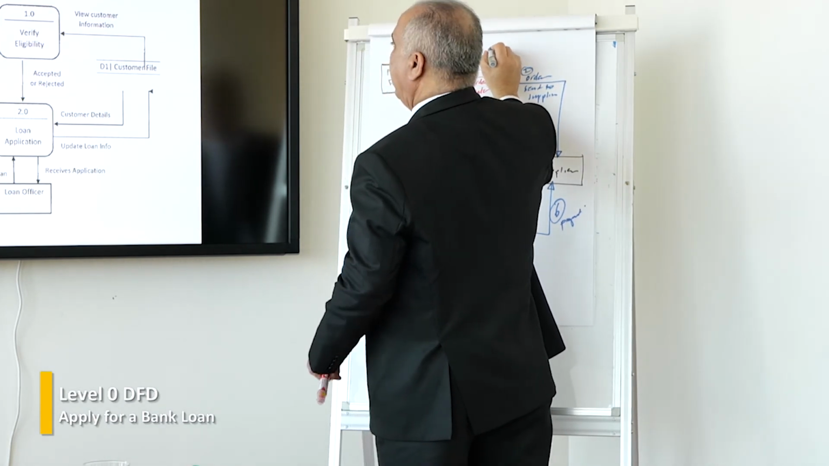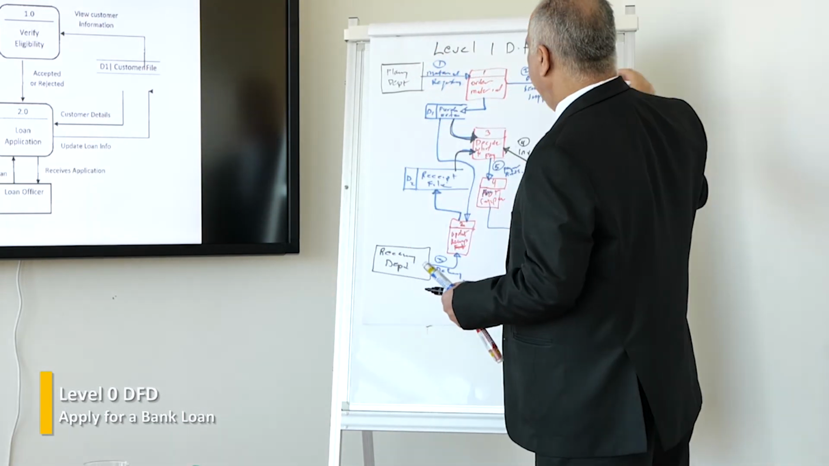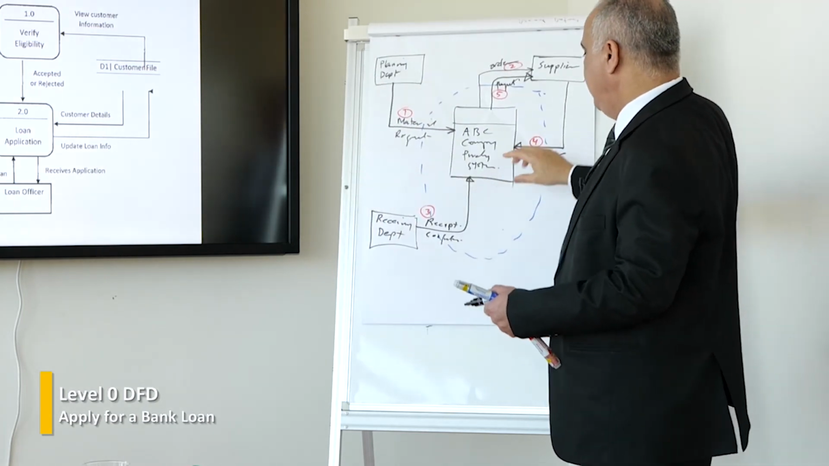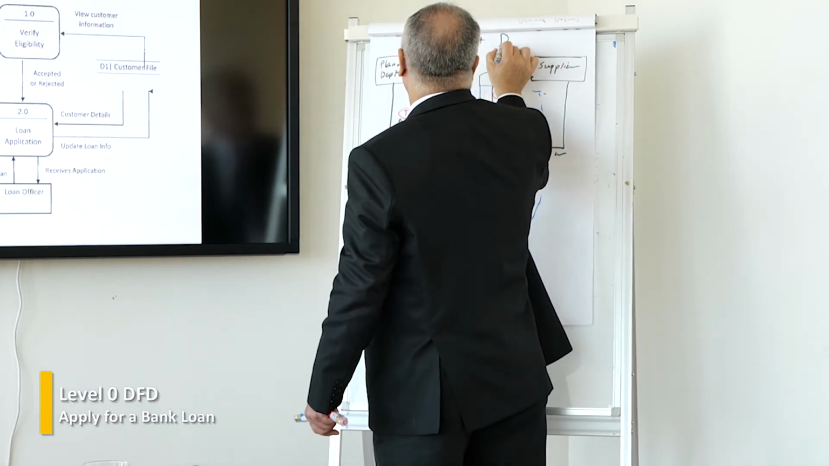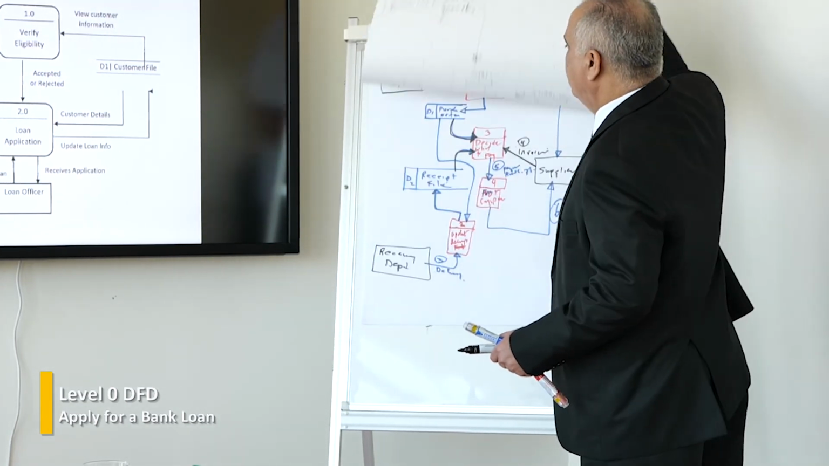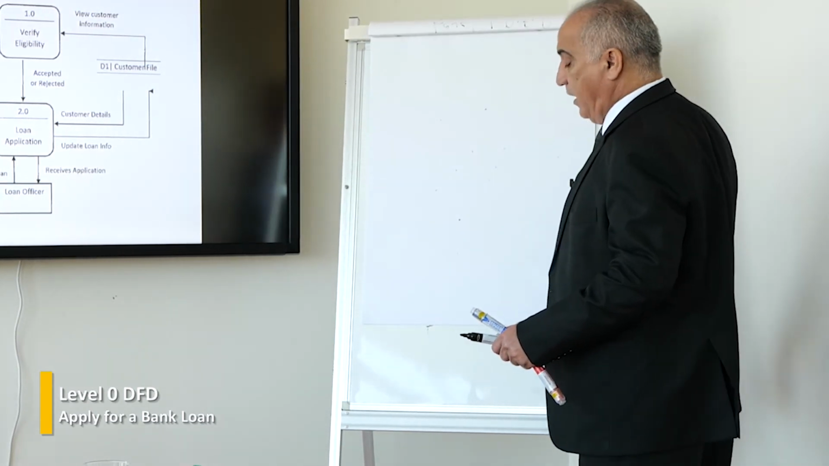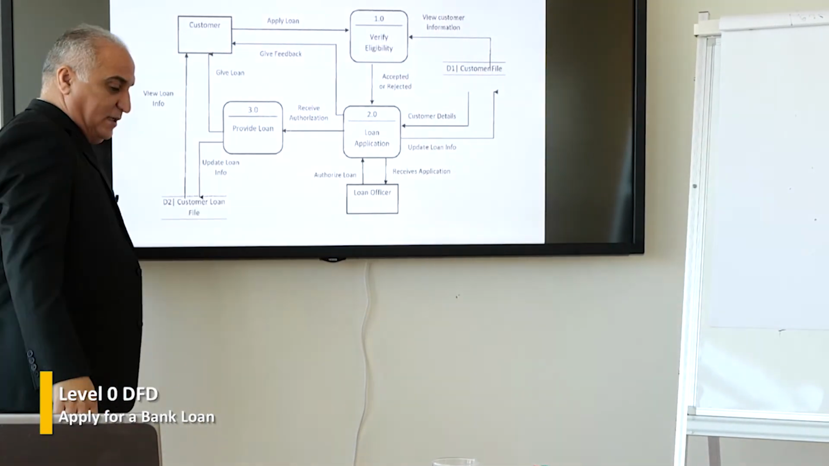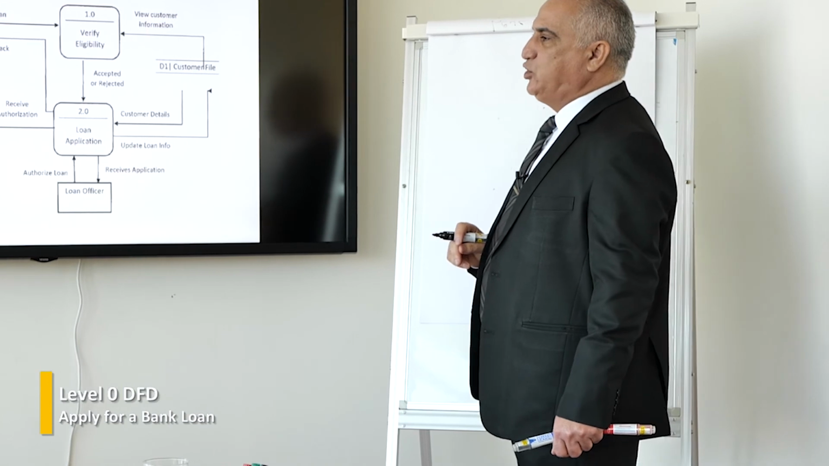Level 1 data flow diagram. In this case, here is the context diagram. Now let's do the level 1 diagram for applying for a bank loan. I am going to reproduce this on the board through the flip chart.